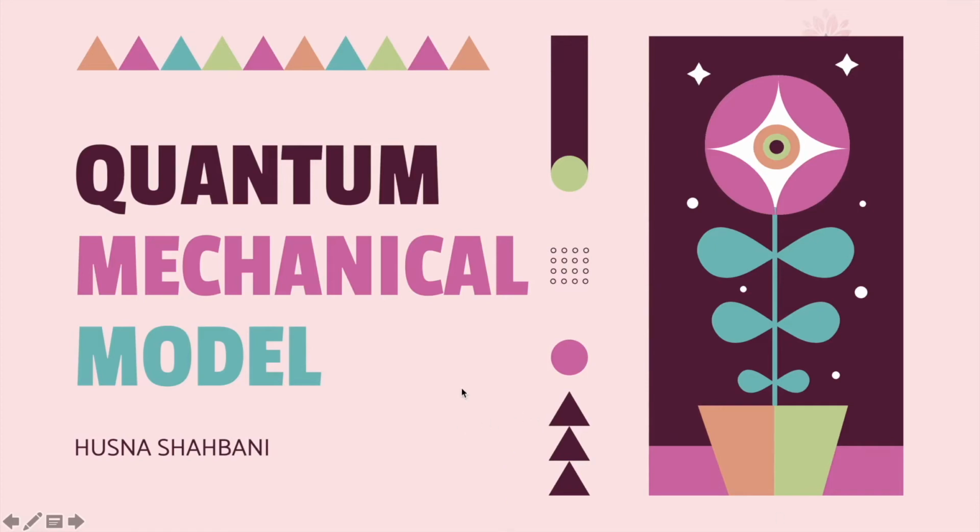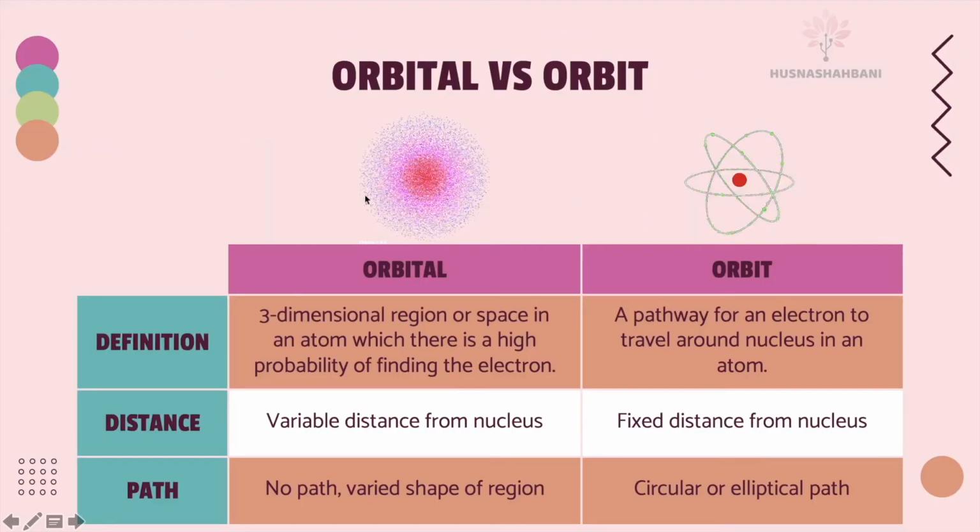Quantum mechanical model. The difference between orbital and orbit. Orbital is a three-dimensional region or space in an atom in which there is a high probability of finding the electron. Different from orbit, orbit contains a pathway for an electron to travel around the nucleus in an atom.